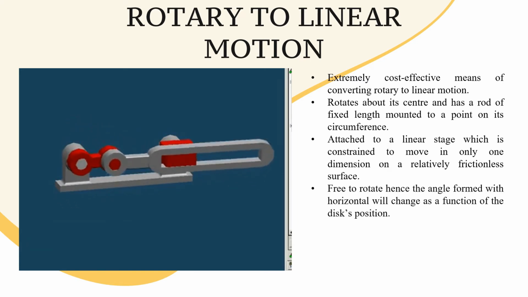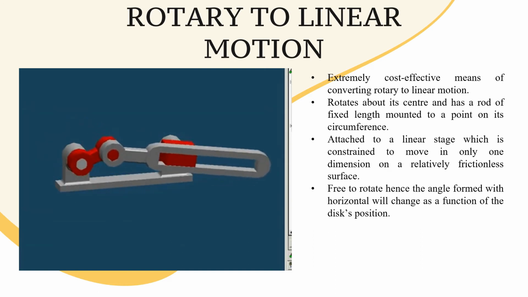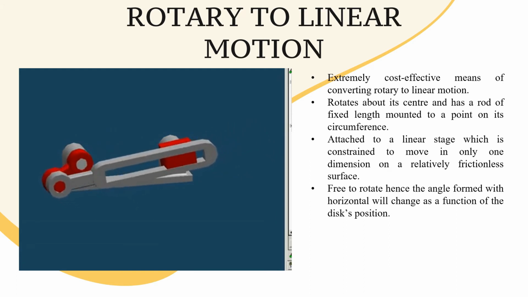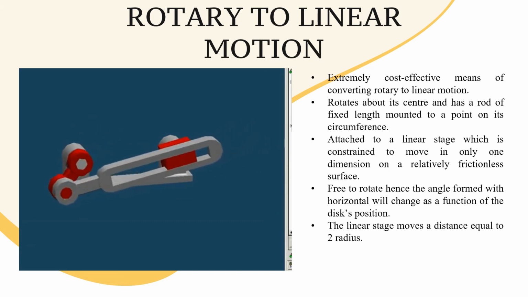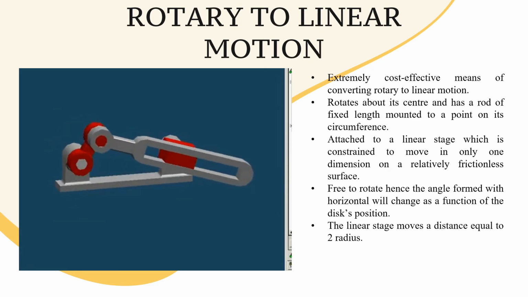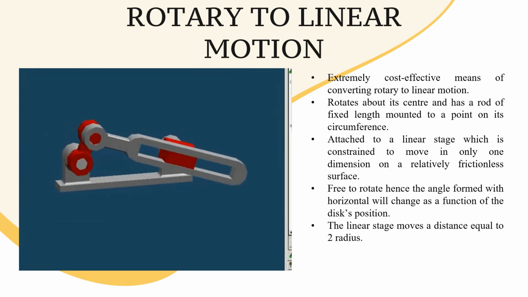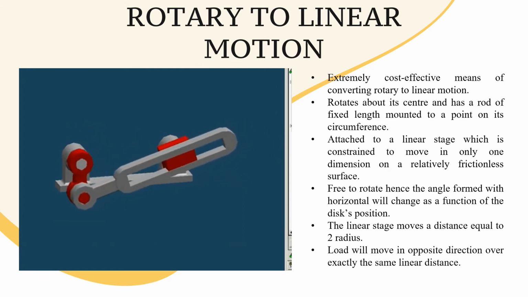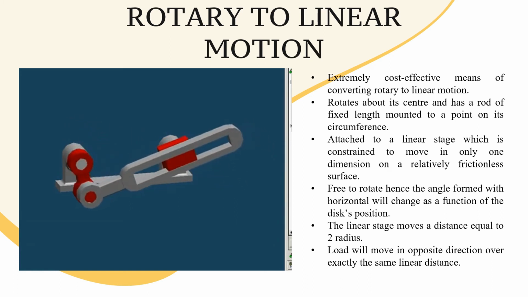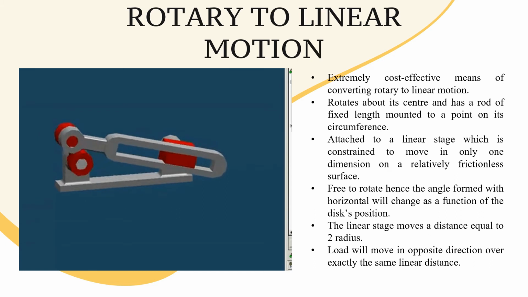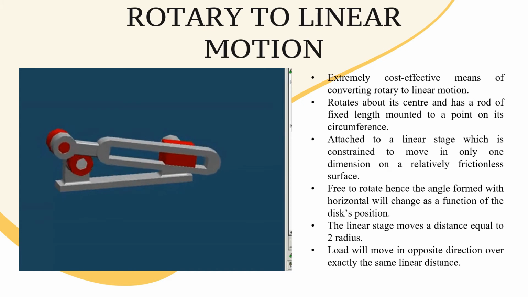At both its locations, the connecting rod is free to rotate, hence the angle formed with the horizontal will change as a function of the disc position. As the disc travels from 0 to 180 degrees in the counterclockwise direction, the linear stage moves a distance equal to 2 radius. If the disc continues to travel from 180 degrees to 0, still in the counterclockwise direction, the load will move in the opposite direction over exactly the same linear distance.